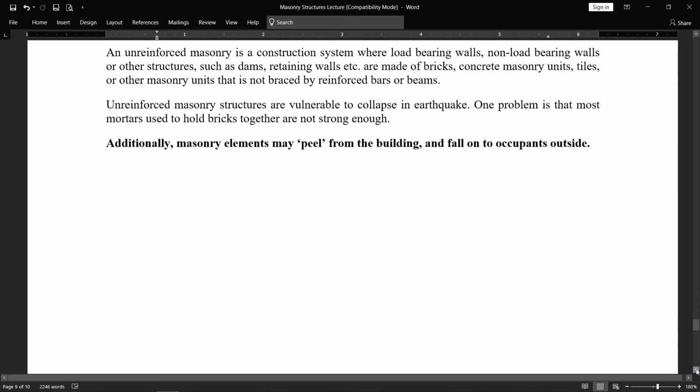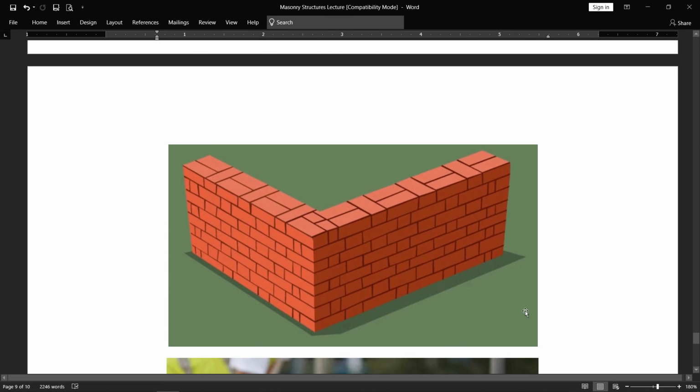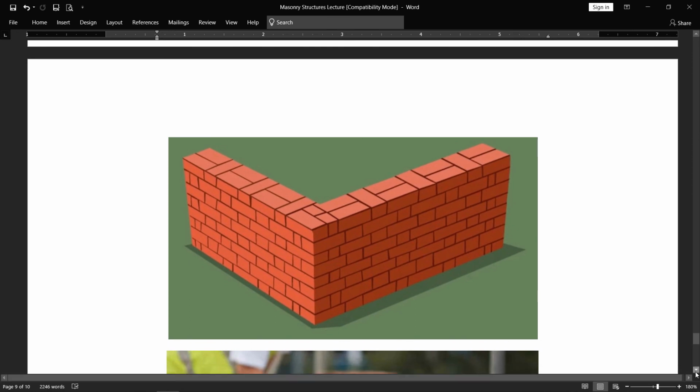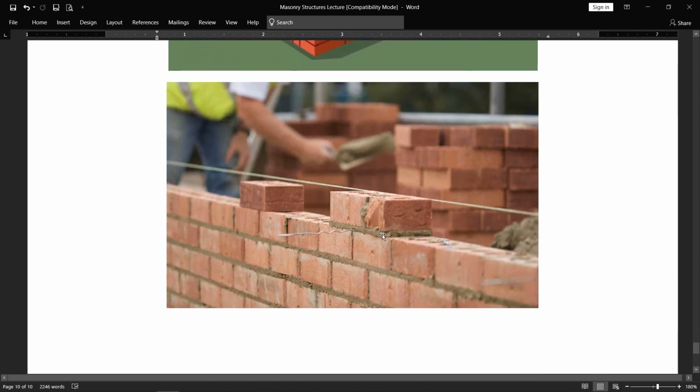So here is a picture of unreinforced masonry. Here is a stretcher header bond. Here is another example, without reinforcement, that is unreinforced masonry. So that's all about the masonry structures and their properties.